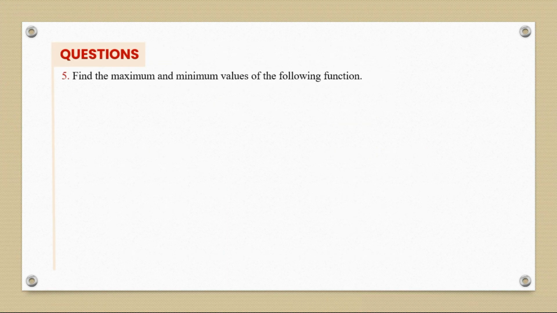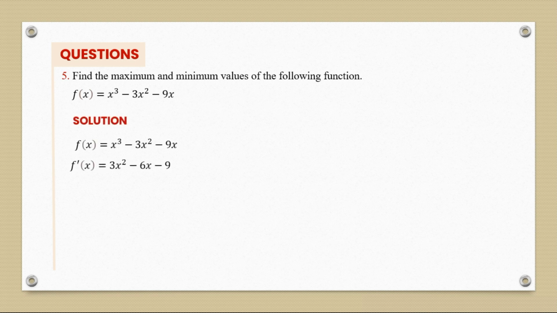So question 5, we're being told to find the maximum and minimum values of the following function. f(x) being equal to x cubed minus 3x squared minus 9x. So first of all, let's find the derivative of this. It will be 3x squared minus 6x minus 9.